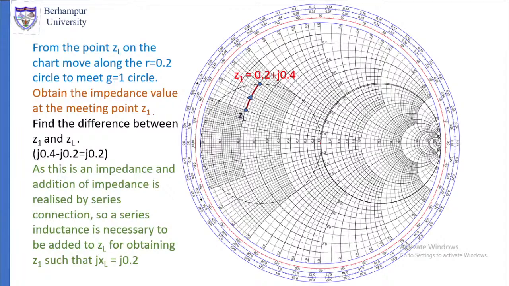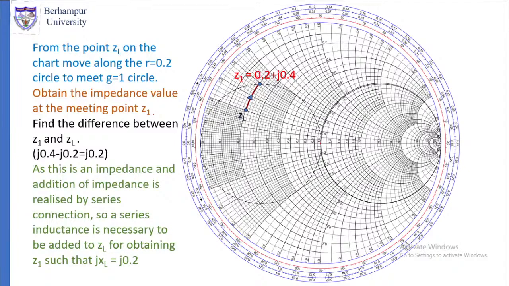So, as this is an impedance and addition of this impedance is realized by series connection, this 0.2 is realized by a series connection. What do you mean by this statement? We have ZL equal to 0.2 plus j0.2. To that we have added plus j0.2 to get 0.2 plus j0.4. Since we have added j0.2 to ZL, that means with ZL we have made a series connection of another impedance.